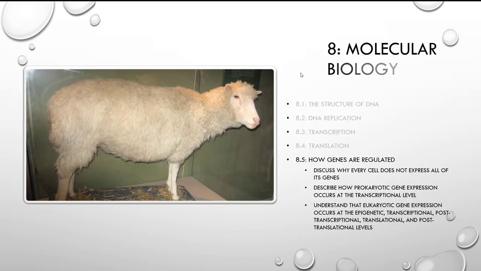Okay, so we are done with the end of the chapter. We finished off with 8.5, how genes are regulated. By now you should be able to discuss why every cell does not express all of its genes. You should also be able to describe how prokaryotic gene expression occurs at the transcriptional level, as well as understand that eukaryotic gene expression occurs at the epigenetic, transcriptional, post-transcriptional, translational, and post-translational levels.